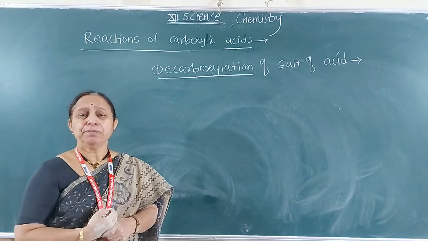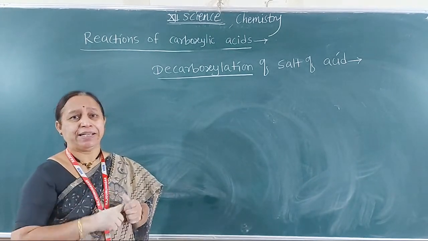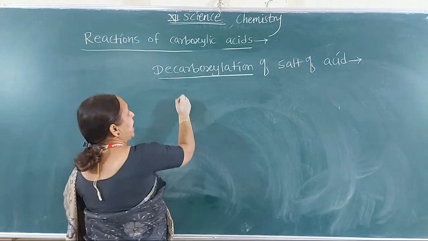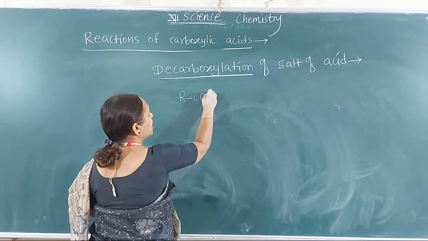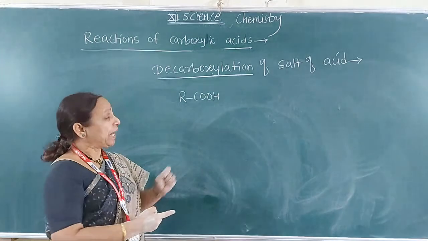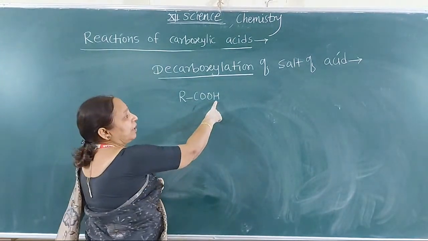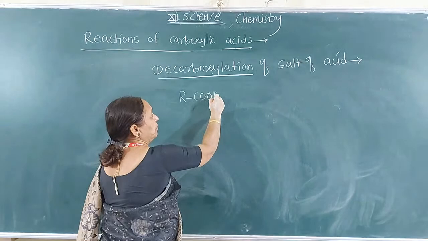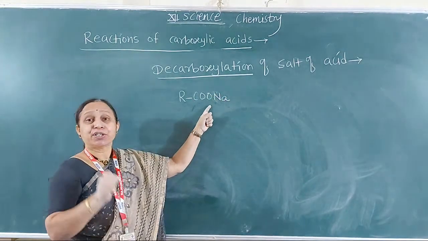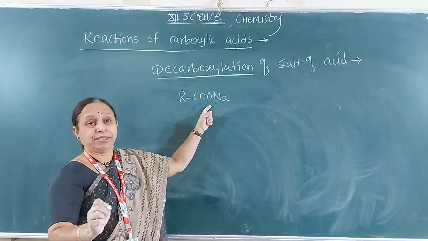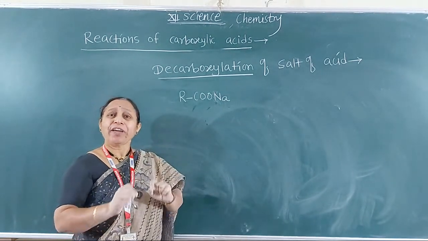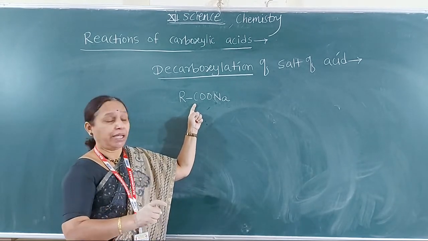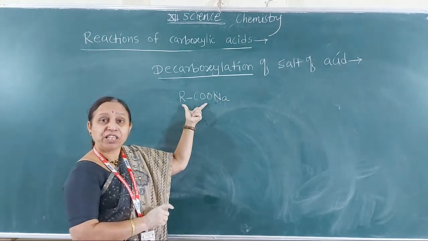Consider for example the sodium salt of acid. How to represent the sodium salt of acid? Write first any carboxylic acid as RCOOH. How to write its sodium salt? The hydrogen atom of the carboxyl group is replaced by sodium, and thus it is the sodium salt of carboxylic acid. The sodium salt of any carboxylic acid is represented as RCOONa, sodium salt of carboxylic acid.